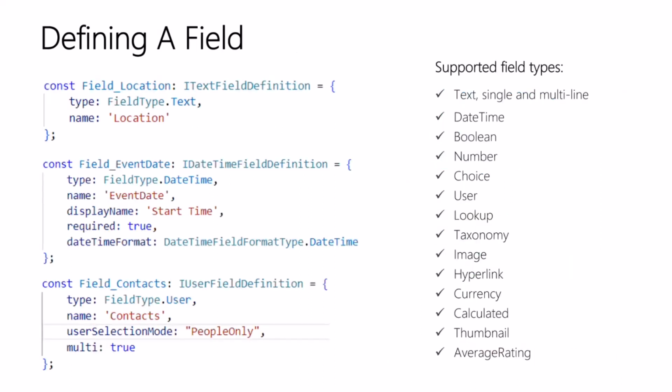So let's look at how we define a field for our schema. The first example here is the location field, which is going to be a simple single line text field. We use the matching interface, in this case, ITextFieldDefinition, to help us define the object that describes our field. This allows us to do compile time type checking and ensure we are correctly specifying all the properties for our field.